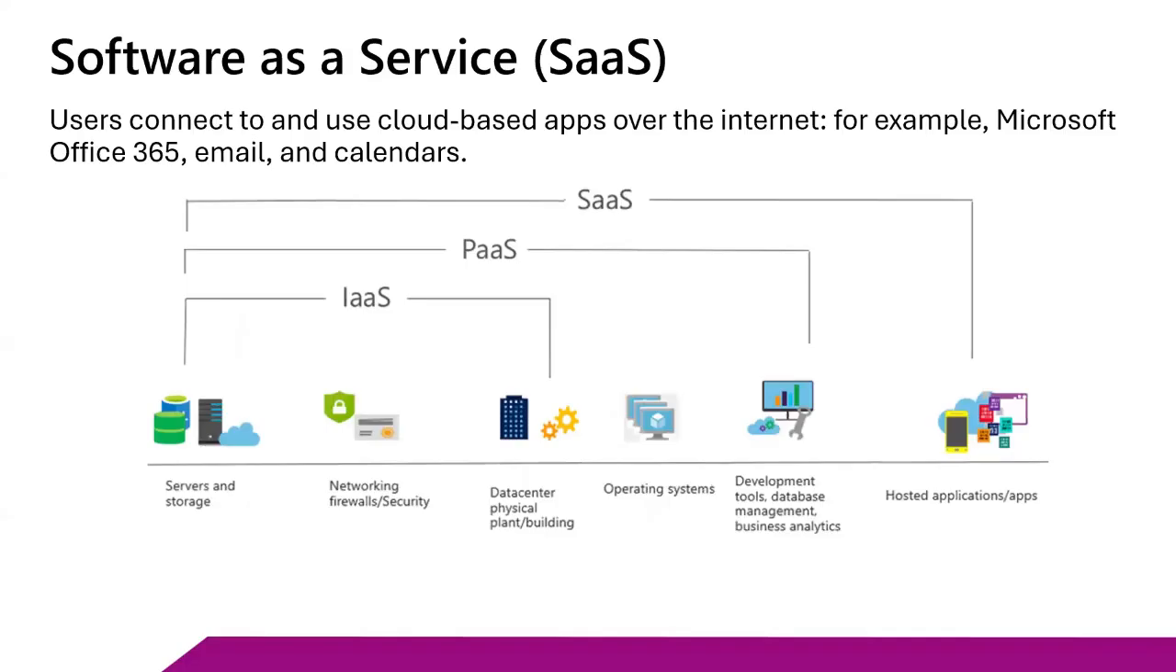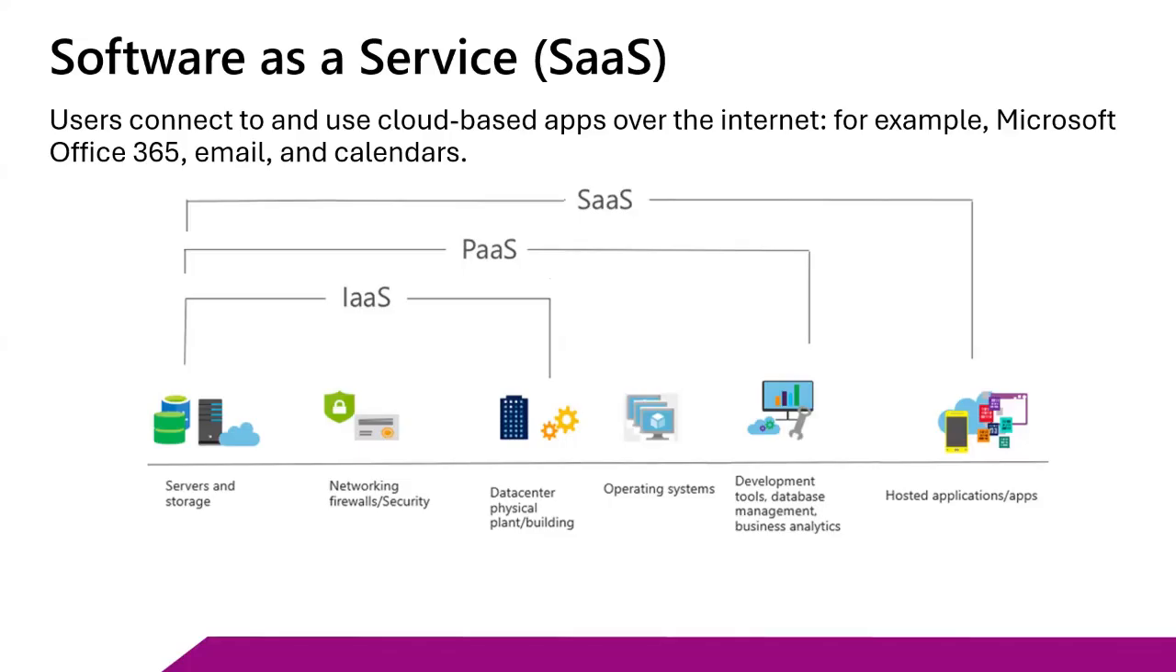So software as a service, otherwise known as SaaS, is when users connect to cloud-based applications over the internet. So we have solutions such as Microsoft Office 365, emails, calendars, YouTube, Netflix, WhatsApp. So those are software as a service.